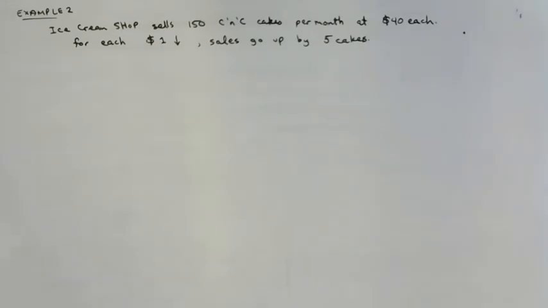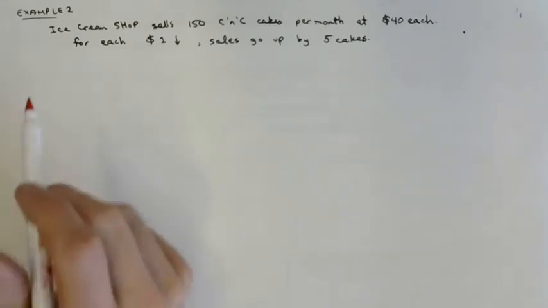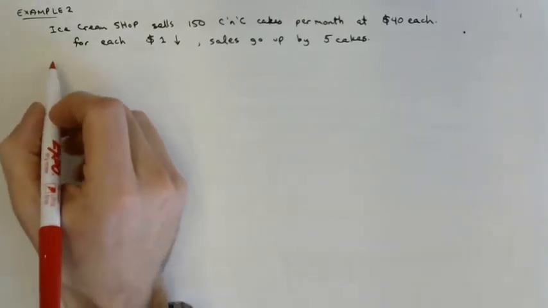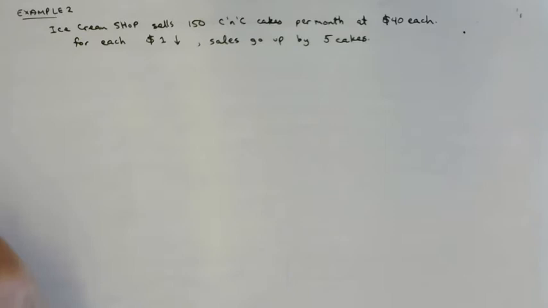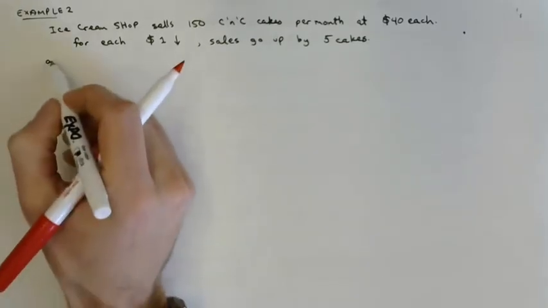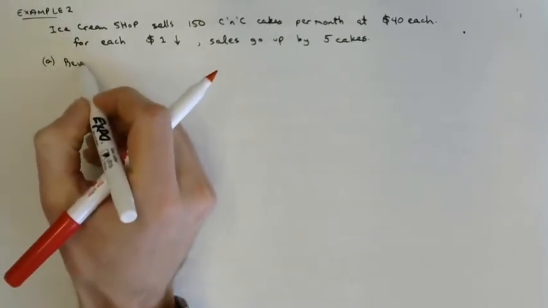Maybe I just shouldn't talk until I read it. Anyway, here we go. Step 1. Determine the revenue function based on the number of price decreases. So A, revenue.